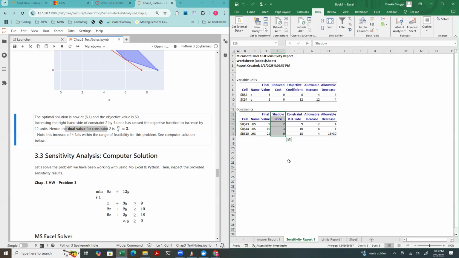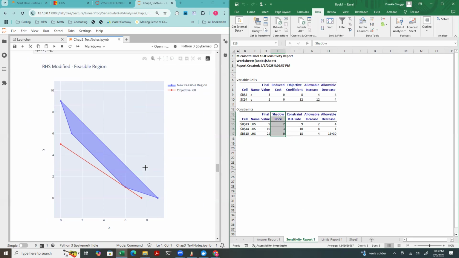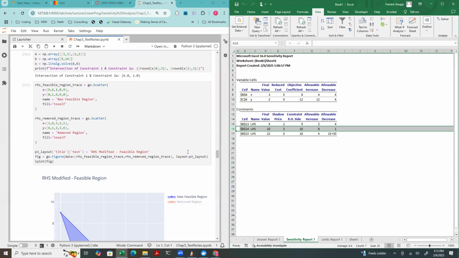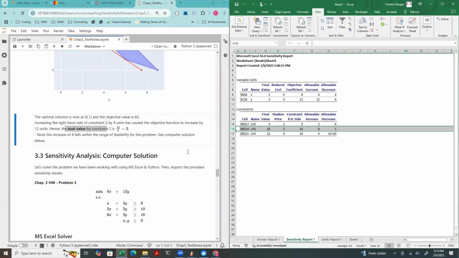We talked about the dual value or shadow price. If I come up here to the definition, the amount of a unit increase, the change in value of the optimal solution's objective function result per unit increase in the right-hand side value. Well, in this case, the 3 is a larger magnitude change, but typically, since it's a minimization problem, we'd want to be taking away from the right-hand side value instead of adding to it there. So that comes into play with the range of feasibility, which is described here.